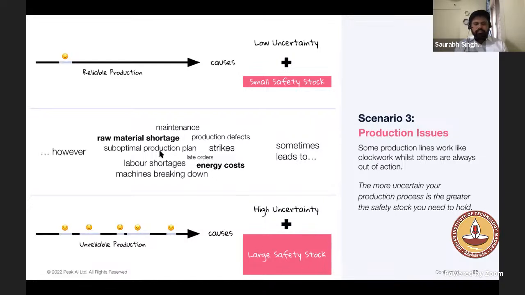And these can be factors like maintenance issues, production defects, strikes happening, production plan being suboptimal, labor shortages, machine breakdown, energy cost, and many others. So these are the factors that affect production issues.